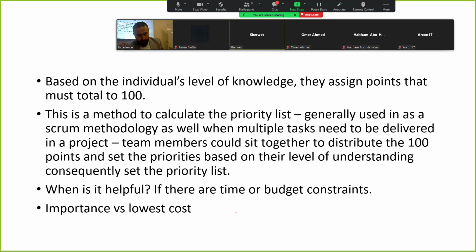So when is this helpful? This is helpful when there are time constraints or budget constraints. Usually companies assign, for example, if they want to buy a product for a project, they might go for the lowest cost, whereas this shows that importance is more important than lowest cost in a project.